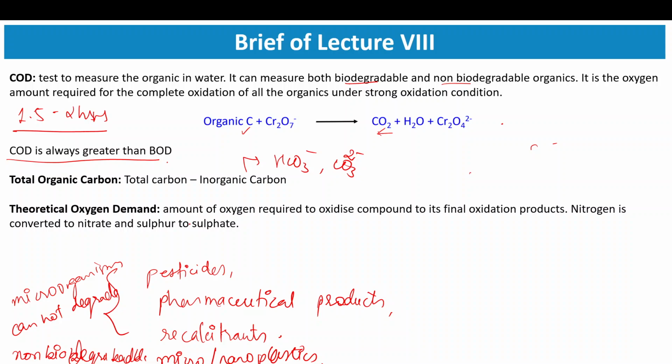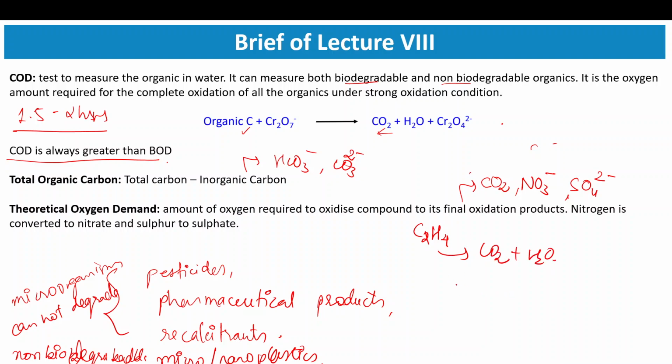Now the theoretical oxygen demand is nothing but the amount of oxygen which is required to oxidize the compound to the final oxidation products. And here the final oxidation products will be carbon dioxide for carbon, nitrate for nitrogen, and sulfate for sulfur, right? So if any organic compound is present, for example, C2H4, then you convert it into CO2 plus H2O, right?